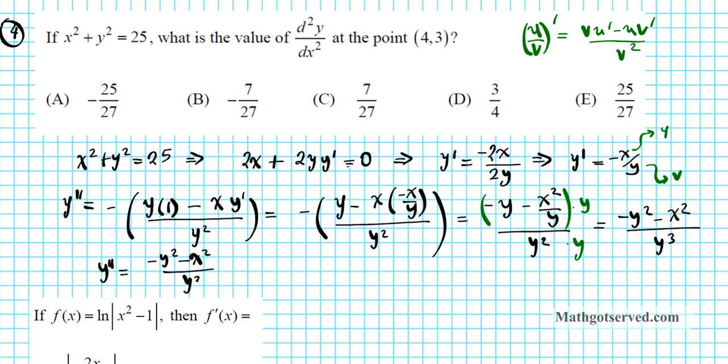We have to evaluate this at (4, 3). Okay? So let's go ahead and do that. So y double prime evaluated at (4, 3) is going to be negative 3 squared minus 4 squared over 3 to the third.